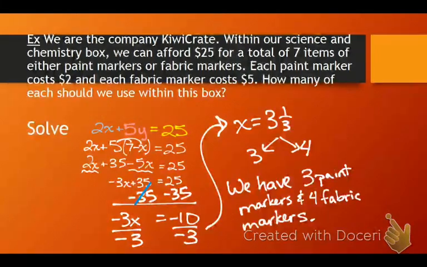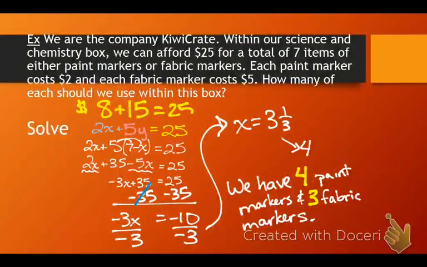Are we within the $25 mark? So again, rounding down was bad. Let's see, how does this change? If we try 4 paint markers, if we round it up, and then that would give us 3 fabric markers. How does that get affected here? So 2 times 4 paint markers, we get a total of $8 for that. 5 times 3 fabric markers, $15. Are we within our budget? We have $2, it looks like, to spare, because 8 plus 15 is 23.